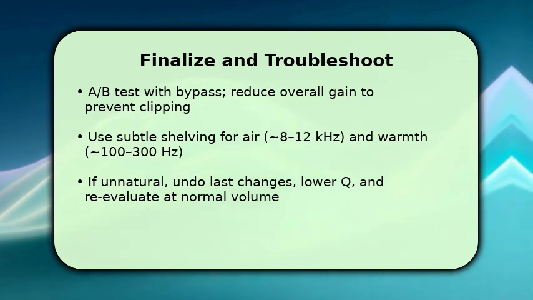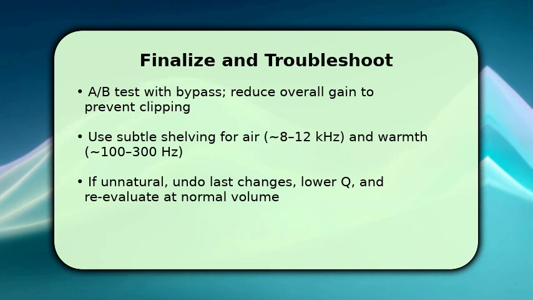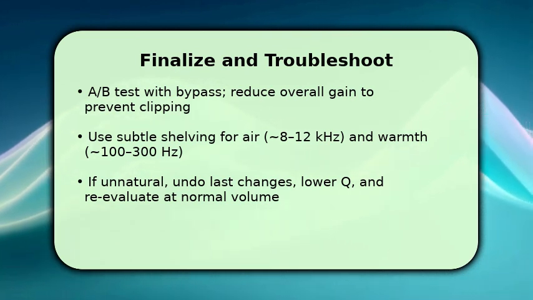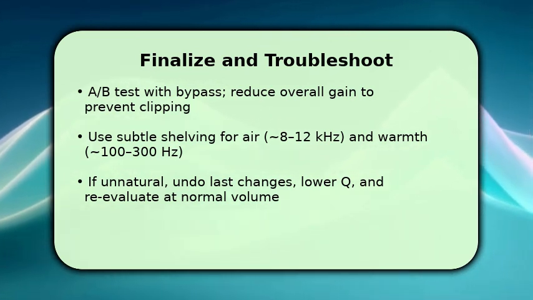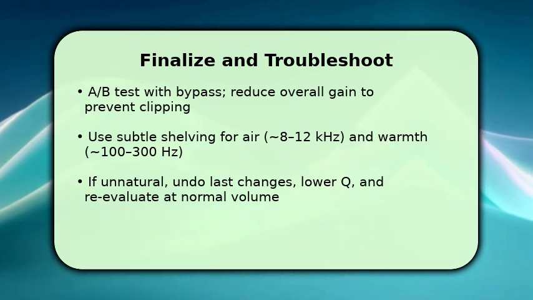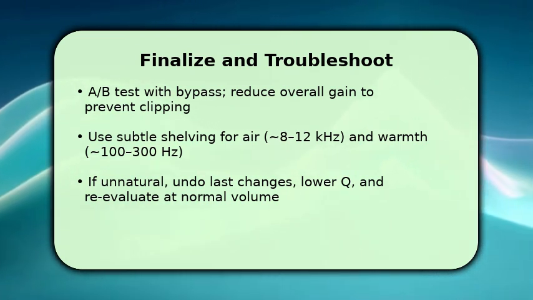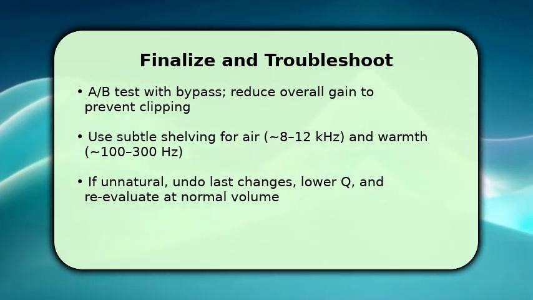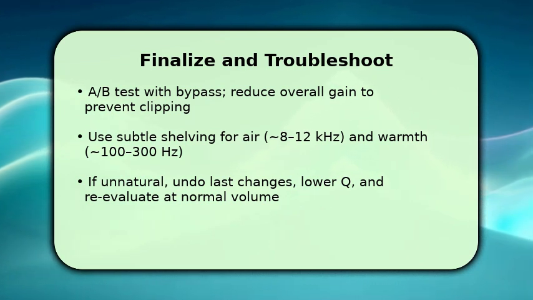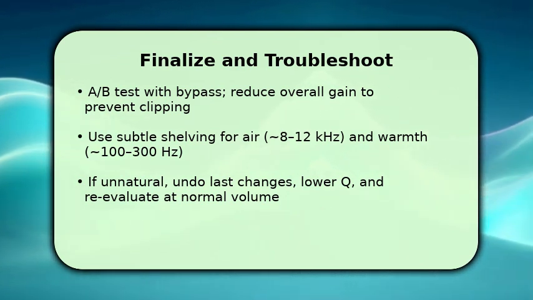Add a gentle high shelf around 812 kHz for presence and a mild low boost near 100-300 Hz for warmth, only if needed. If the result sounds unnatural, roll back recent edits, reduce Q values, and reevaluate at normal listening volume. This is the troubleshooting step.